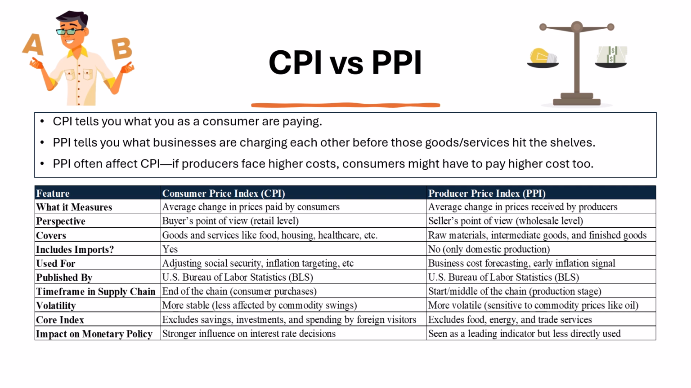It is from the start or middle part of the supply chain, which is the production stage. It is more volatile as it is more sensitive to commodity price hikes like oil. The core index excludes food, energy, and trade services. The impact on monetary policy is seen as a leading indicator but is less directly used.